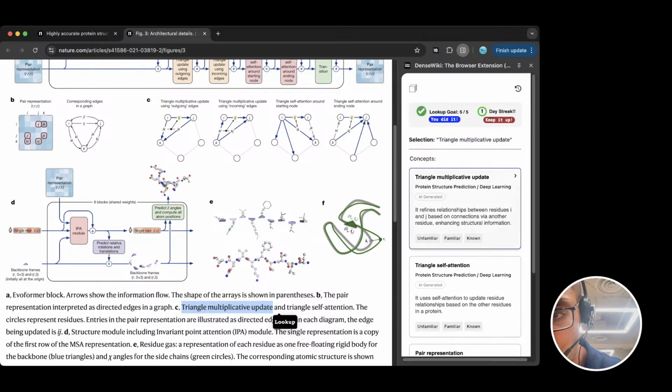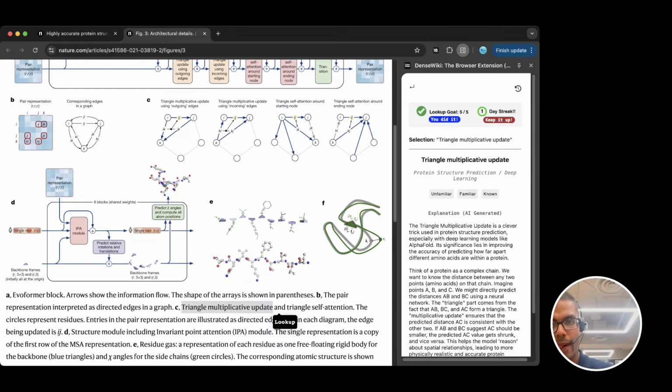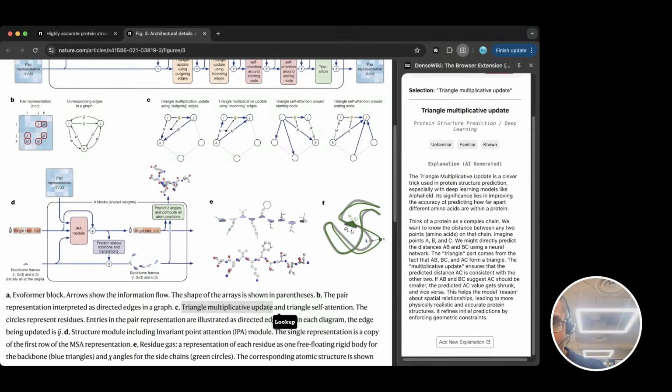Okay, so there's triangle self-attention and multiplicative update, right? Let's look into both of these. It is a clever trick used in protein structure, especially with deep learning models like AlphaFold. Think of a protein as a complex chain. You want to know the distance between any two points.